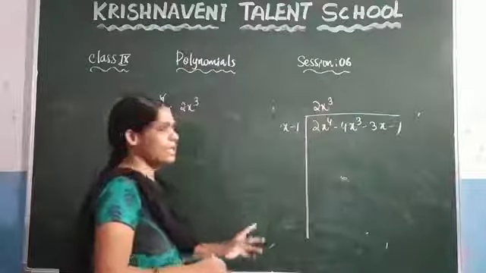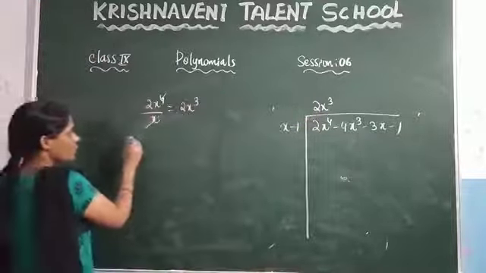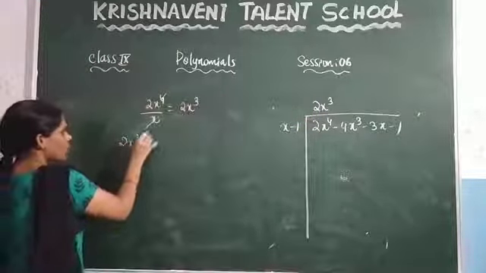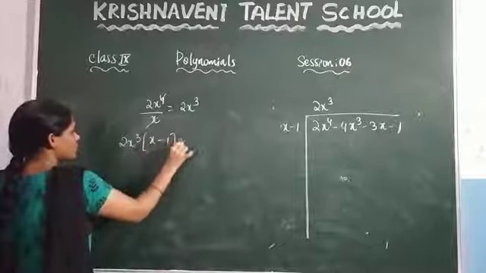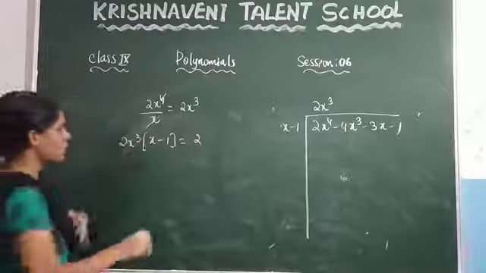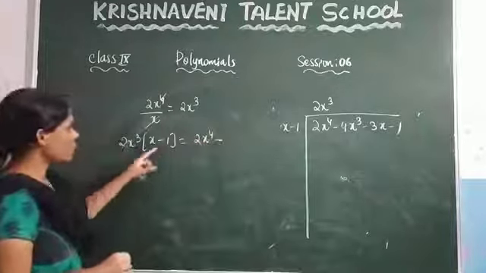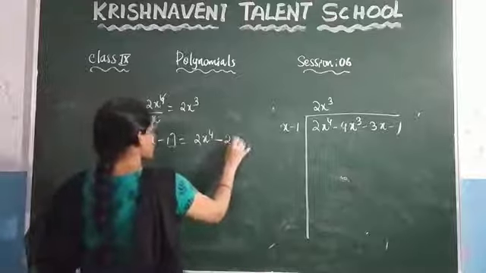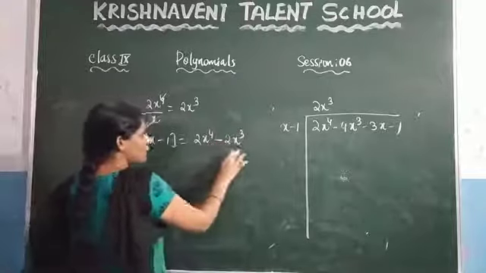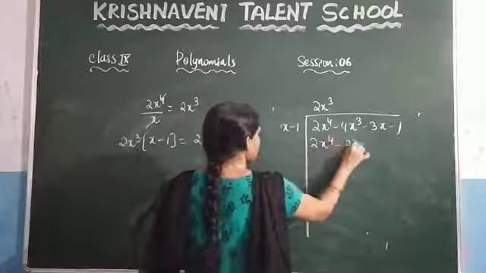Now what is our second step? You need to multiply this value with this value. So multiply it, what you get? 2x cube into x minus 1. 2 into x cube is there, here x is there. Total how many x are there? 4. 2x power 4 minus 2x cube into 1 which is 2x cube. Now write this value here. So what will you get? 2x power 4 minus 2x cube.